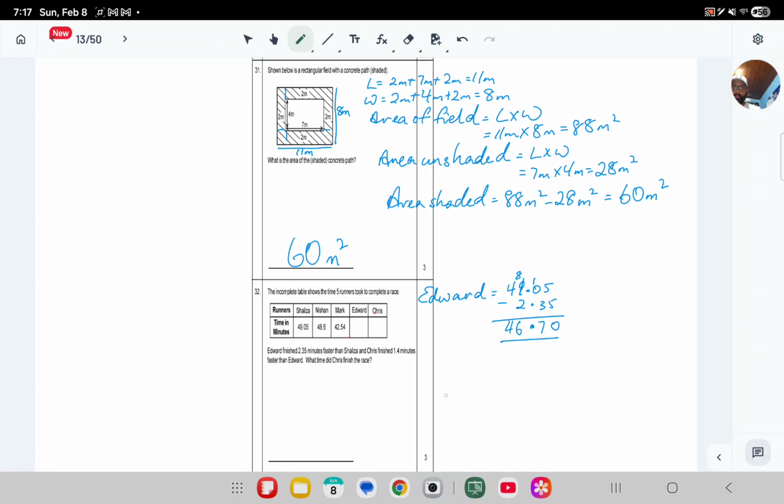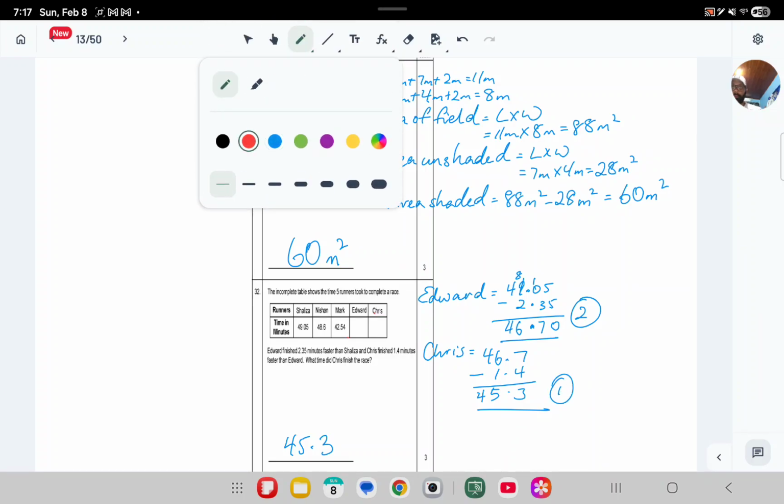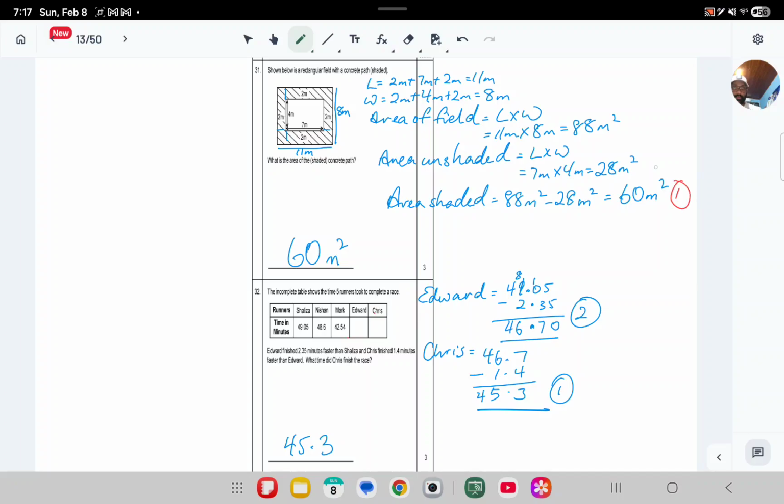So Edward's time is 46.7 minutes. And they said Chris finished 1.4 minutes faster than Edward. So Chris's time would be 46.7 take away the 1.4. And that will leave us with 45.3 minutes. Alright, so you get 2 marks for finding Edward's time, 1 mark for Chris. The marking scheme for number 31 was 1 for this, 1 here, and 1 here.